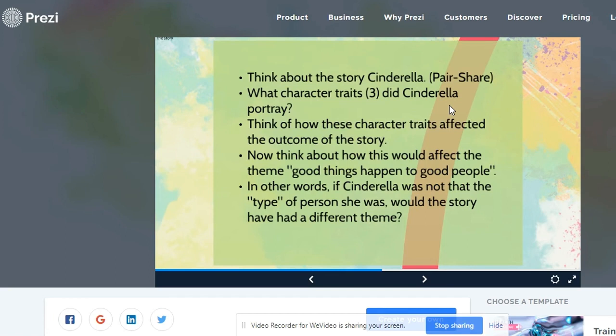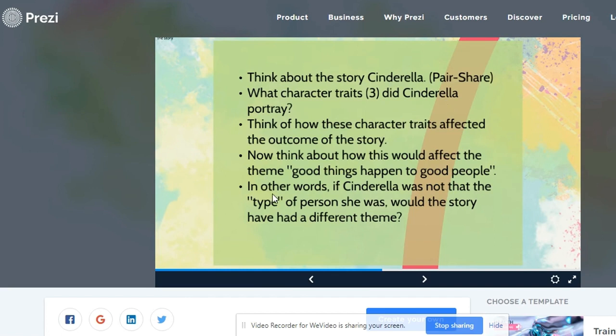So those character traits, though, her kindness, her gentleness, are what drew the prince to her, right? And he ends up coming and rescuing her from her horrible situation of being treated basically like a slave by her stepmother and her evil stepsisters. Now, think about what would happen if Cinderella wasn't that type of person. What if Cinderella stood up to her stepsisters and her stepmother? What if she said to them, I'm not going to clean up after y'all anymore. I'm done. Walked out, got her own apartment, right? Would that have changed the story?